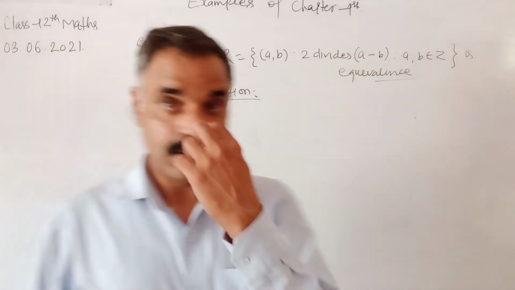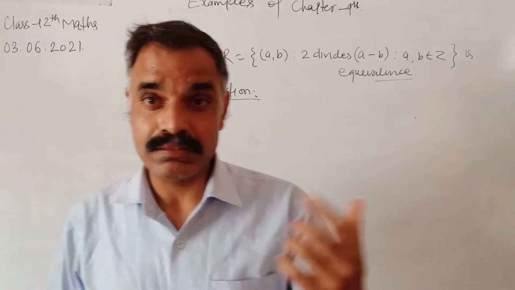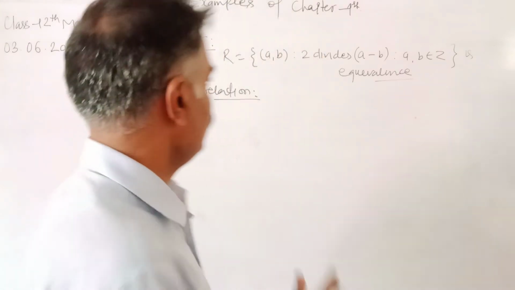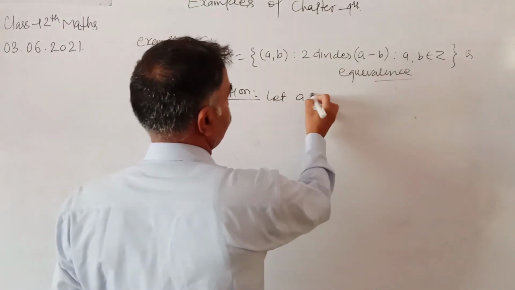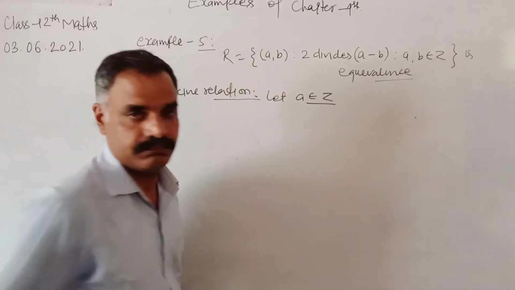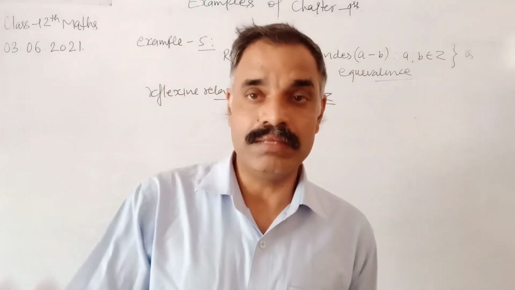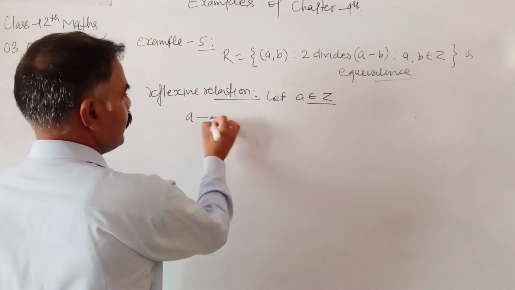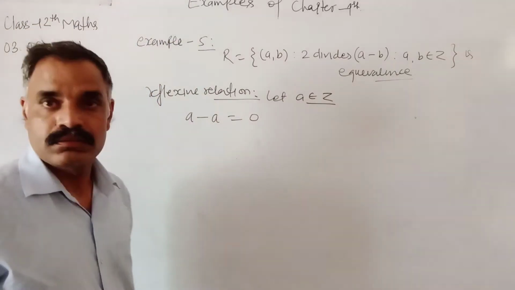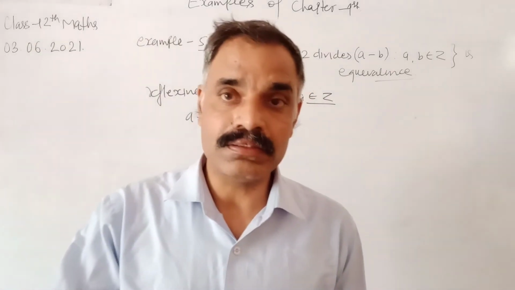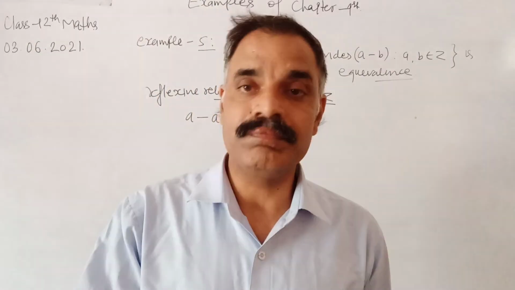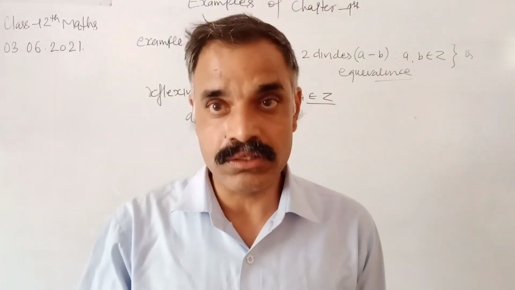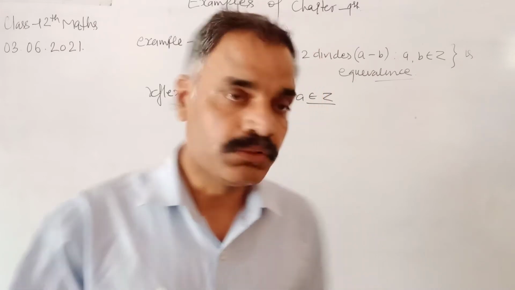Reflexive relation: for the reflexivity of the relation we have to take only one element. So take a belongs to the set of integers. All the elements will be taken from the set of integers. Now a minus a is equal to 0. This is the difference between the same element, and 0 is divisible by 2.